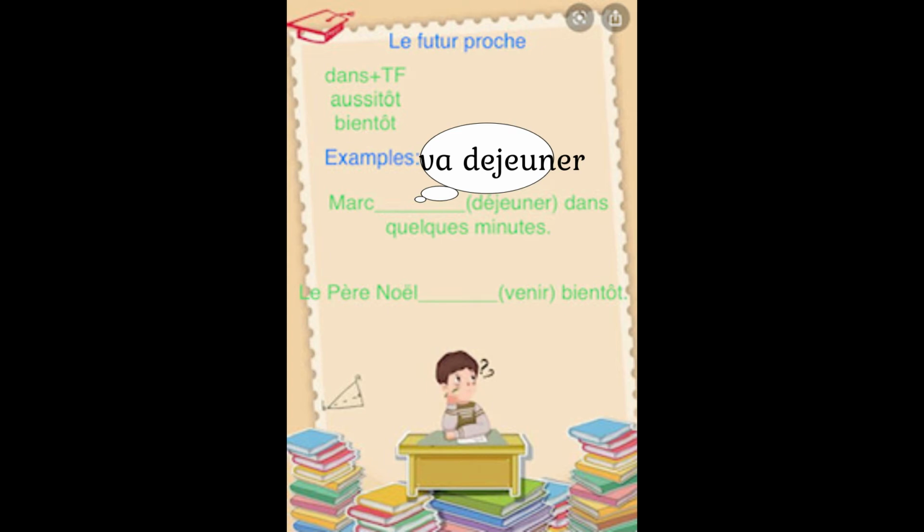The next example is "Le Père Noël venir bientôt." The verb is venir and the keyword is bientôt. So we will use the future proche tense and it will be written as Le Père Noël va venir bientôt.